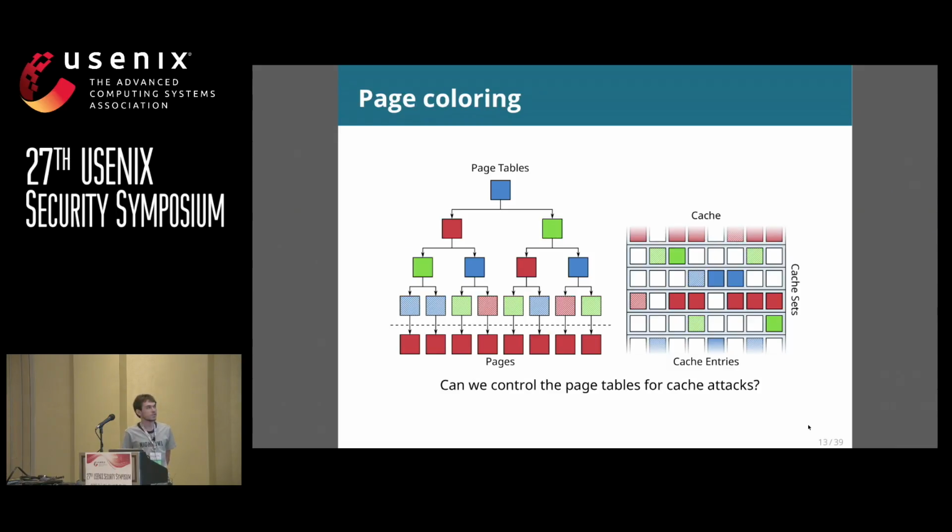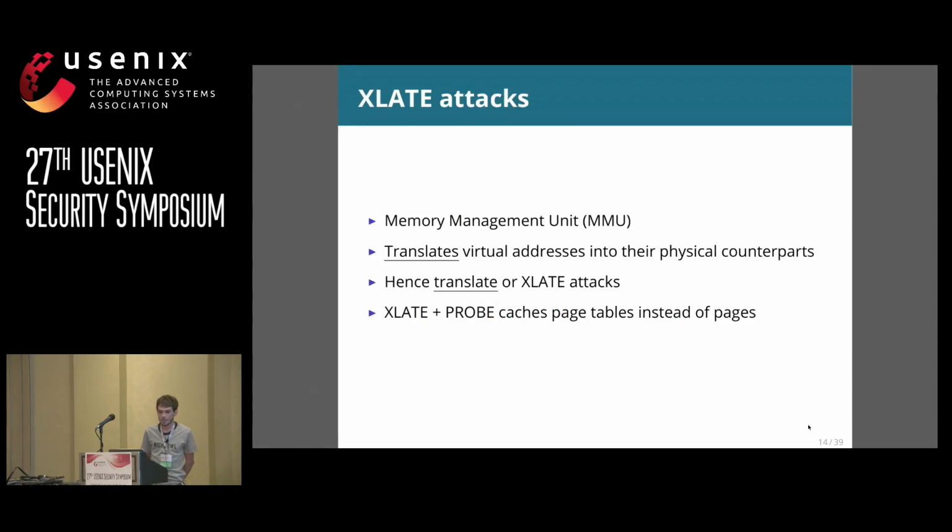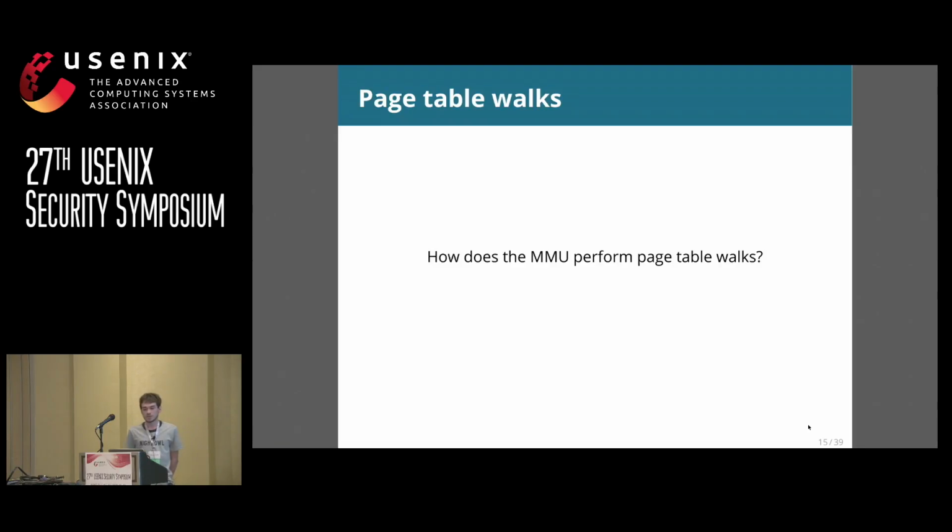The question for us is, can we actually control the page tables to mount a cache attack? Well, let's meet the memory management unit. So what's the memory management unit? We haven't heard a lot about that except for operating systems, right? Well, the memory management unit translates virtual addresses into their physical counterparts, hence Translate and Probe. Translate and Probe is a variant of Prime and Probe that uses the page tables instead of the pages to execute this attack. So the question here is, how does the MMU actually perform page table walks?